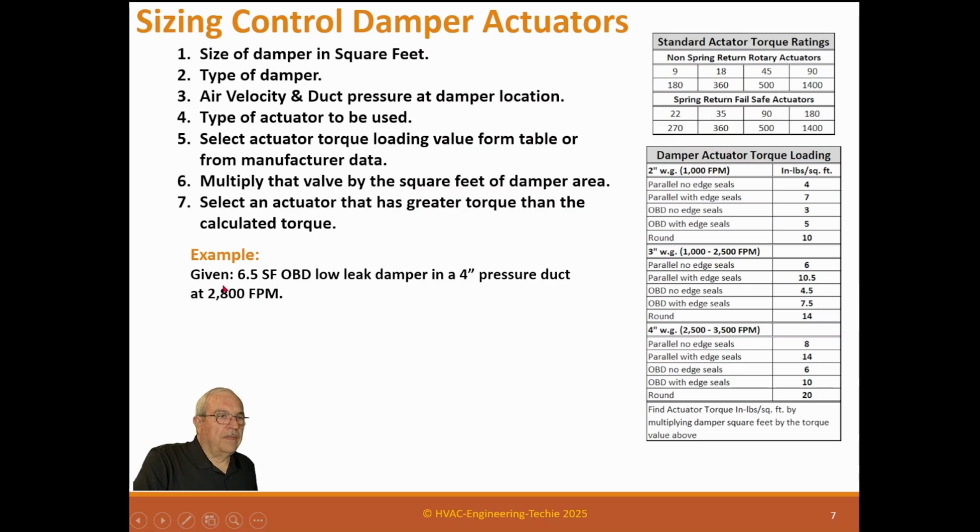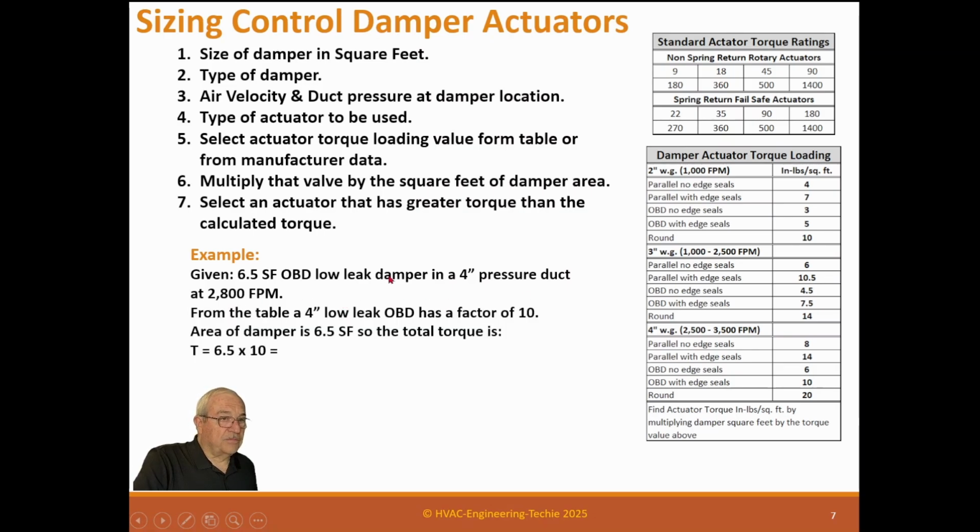Here's an example. Given a 6.5 square foot OBD, low leak damper, and a 4-inch pressure duct at 2,800 feet per minute. Okay, so from the table, a 4-inch low leak. So here we are, 4-inch, and it is an OBD. So it's an OBD with edge seals, low leak. So it will be 10. OBD has a factor of 10. The area of the damper is 6.5. So the torque is 6.5 times 10, which equals 65 pounds.